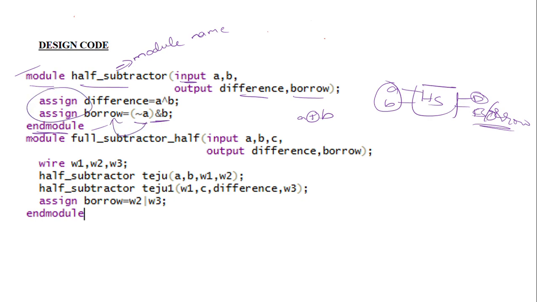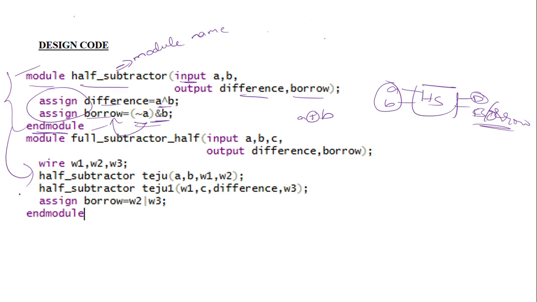While writing this assign, it is nothing but the data flow modeling style. We also discussed the modeling styles. If you haven't watched it, go through that, then it is easy to understand which type of modeling we are using. I can't mention every time that this is this type of modeling style, so you have to understand. If you don't know about the modeling styles, just go through that video. So here this is the difference and the borrow. By using this operation we use the assign keyword and assign the RHS value to the LHS side. So this is our half subtractor code.